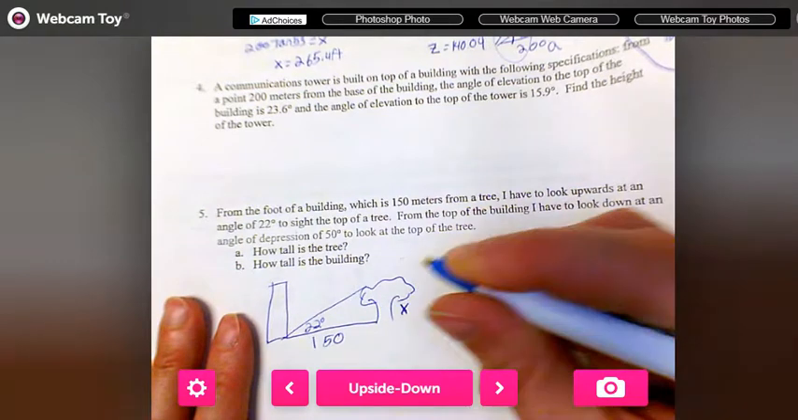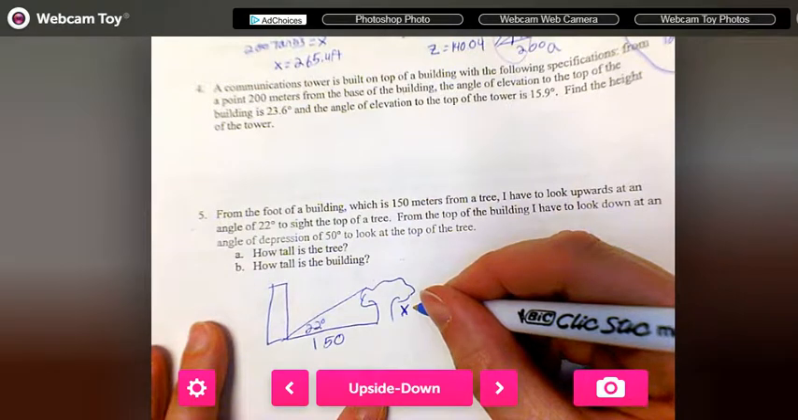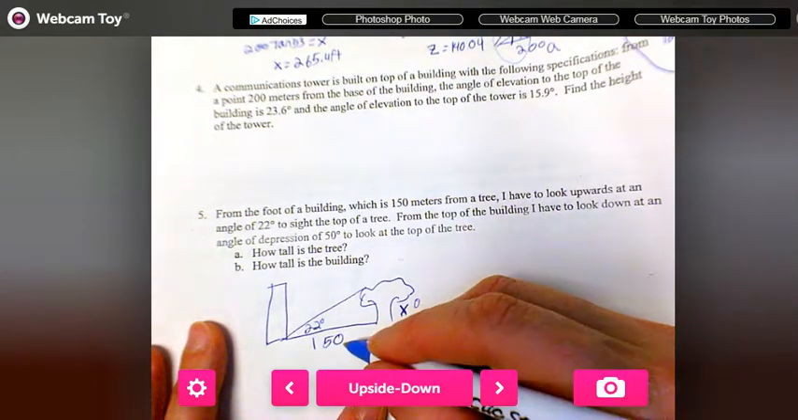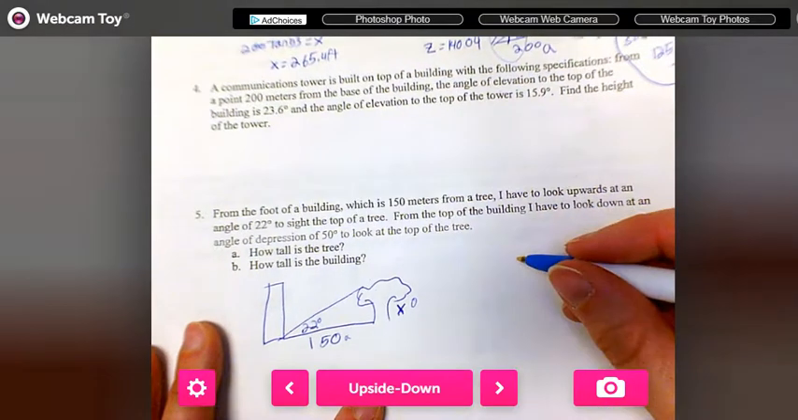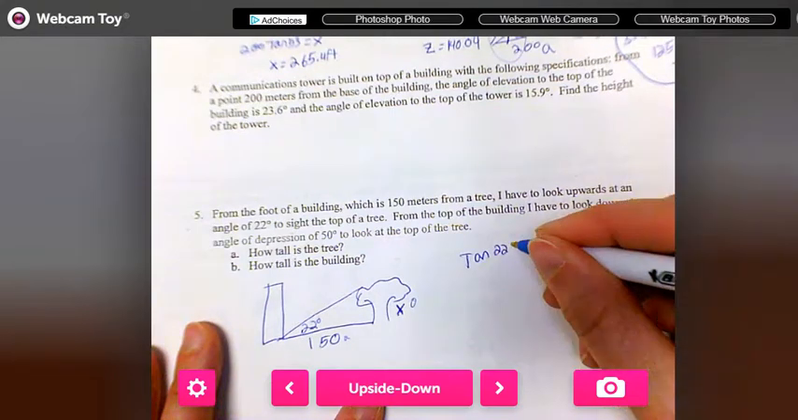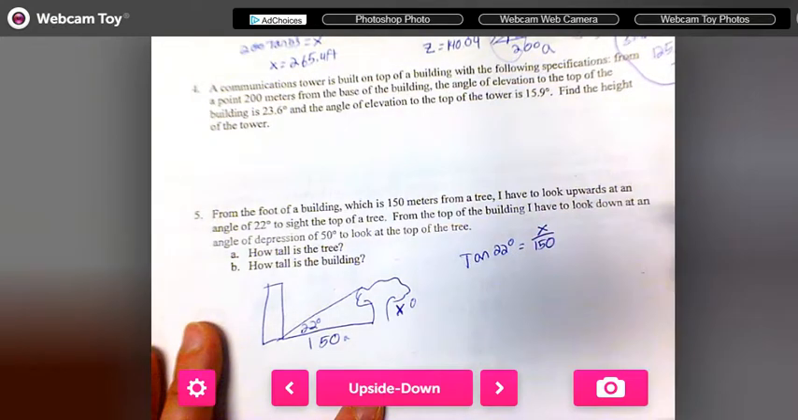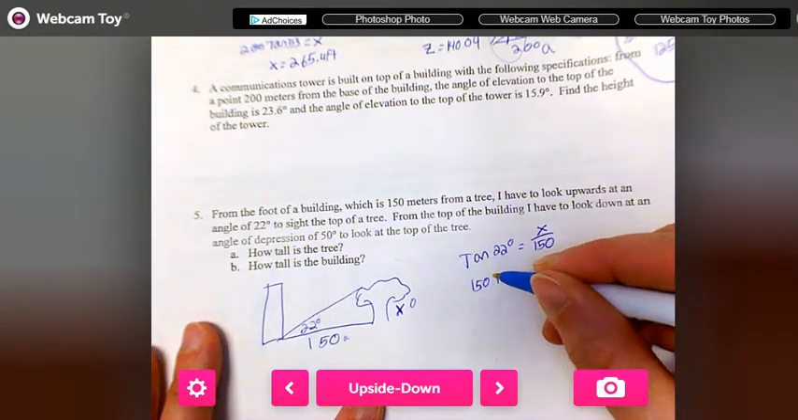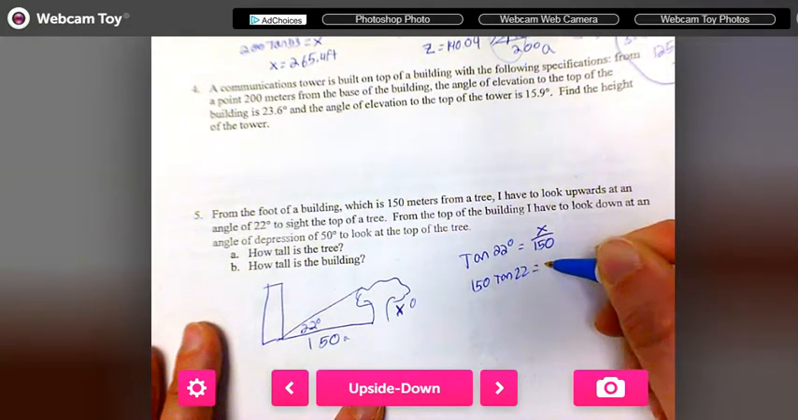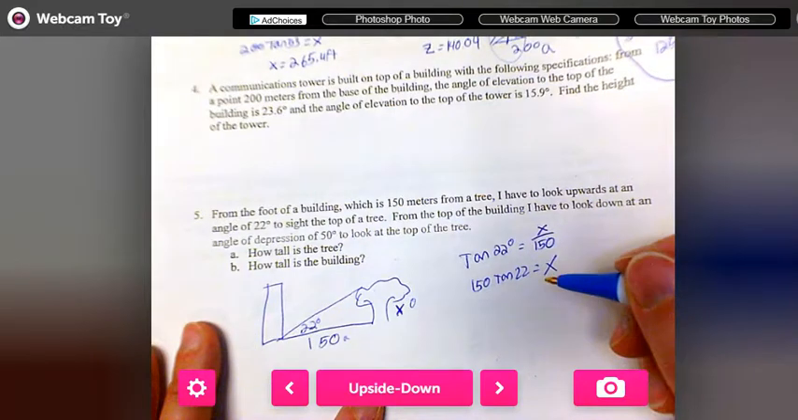Let's make it x. The tree is my opposite, adjacent, or hypotenuse. Opposite, 150 is my adjacent. So I'm going to use which trig function? Okay. Tan of 22 degrees equals opposite x over adjacent 150. So 150 tan 22 equals x. Was that too fast? Are we okay? So what's the height of the tree, guys?